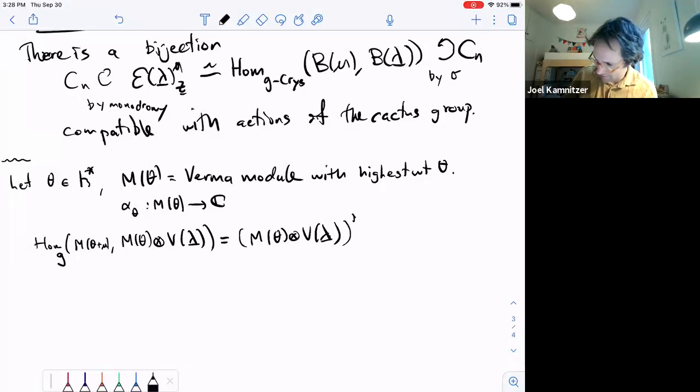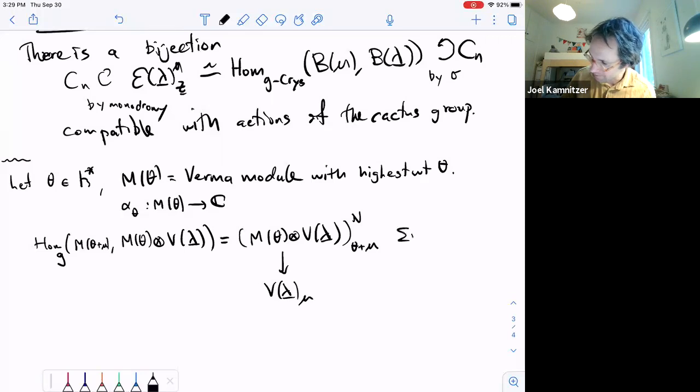Highest weight vectors means invariant under the n, little n, big N, of weight theta plus mu. So highest weight vectors of weight theta plus mu. And if we have such a highest weight vector of weight theta plus mu, we can sort of pick out the component that sits against the generator of the Verma module. So in other words, there's a map which will give us a vector of weight mu in the tensor product of V lambda.